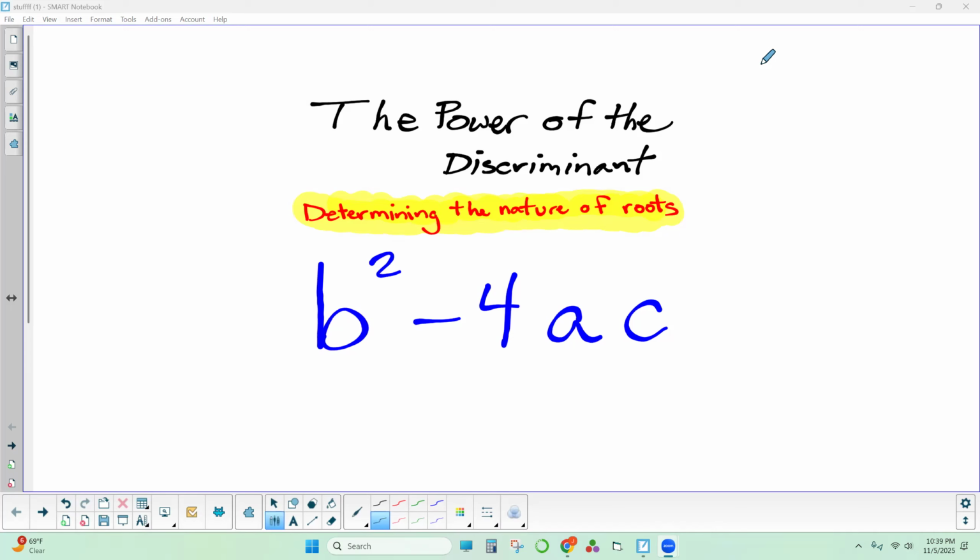Bakari, and today we're going to talk about the discriminant and the power of the discriminant. And what we mean by the power of is this value, which we call the discriminant, can determine the nature of roots without having to solve the actual quadratic equation. Okay? So let's get started.